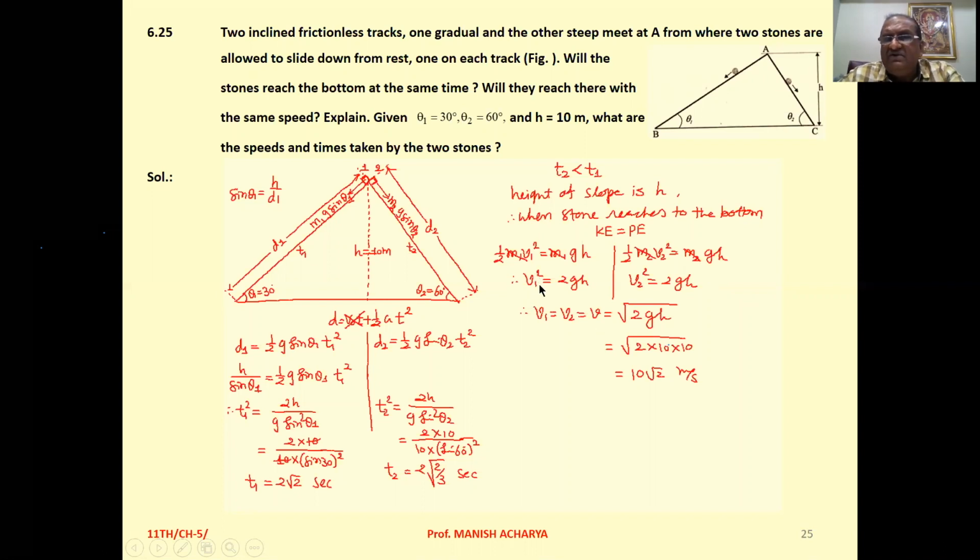So we can write v1 square equal to 2gh and v2 square equal to 2gh, means both the velocities are the same. So both the stones will reach the bottom with the same speed, and that same speed is, we can write now v1 equal to v2, say it is v, so that will be under root 2gh, 2 into g 10, h 10. So the answer is 10 root 2, means both the stones will reach the bottom with the same speed equal to 10 root 2 meter per second.